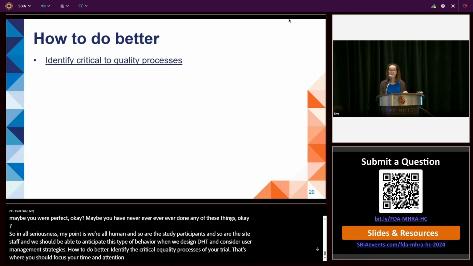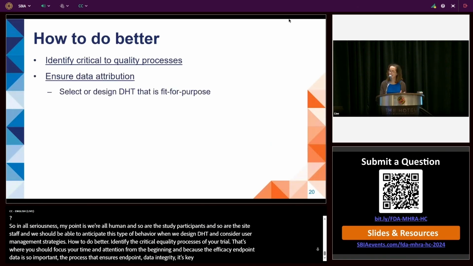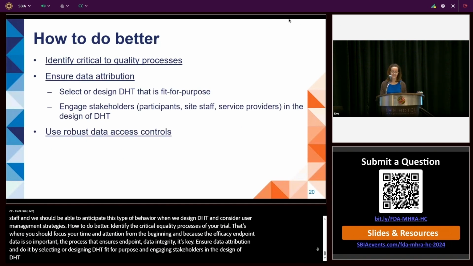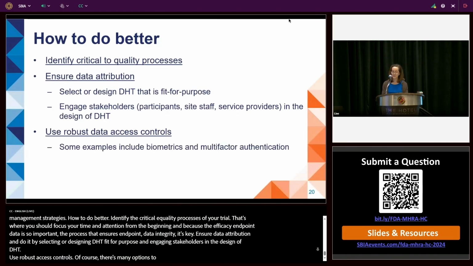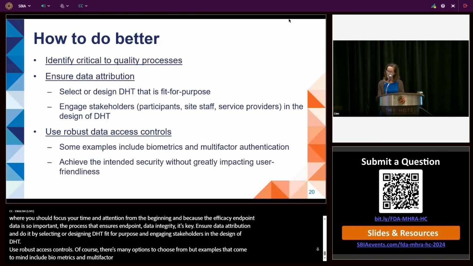And because the efficacy endpoint data is so important, the processes that ensure endpoint data integrity, they're key. Ensure data attribution, and do that by selecting or designing DHT that is fit for purpose and engaging stakeholders in the design of DHT. Use robust access controls. Of course, there are many options to choose from, but examples that come to mind include biometrics and multi-factor authentication. Your goal is to achieve the intended security without greatly impacting user friendliness.